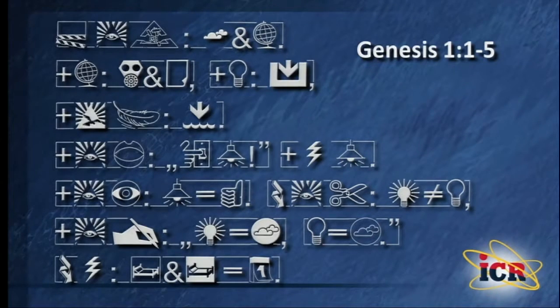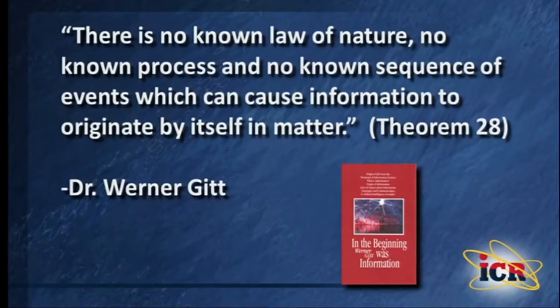But when you have information like that, and we know this has information because we can decode it, certain rules apply, certain laws of nature, just like you have the law of conservation of energy. That applies when you have energy. So there are laws of information. Dr. Werner Gitt, one of the world's experts on information theory, says there is no known law of nature, no known process, and no known sequence of events which can cause information to originate by itself in matter. That appears to be a law of nature, that information never arises spontaneously.